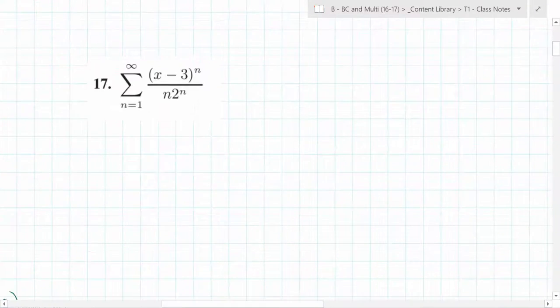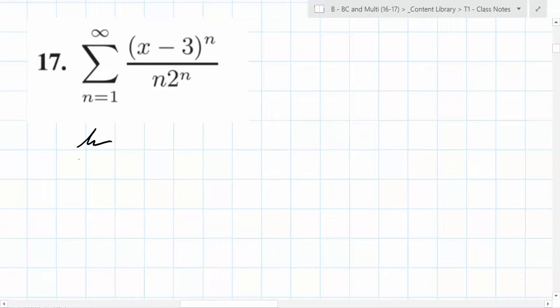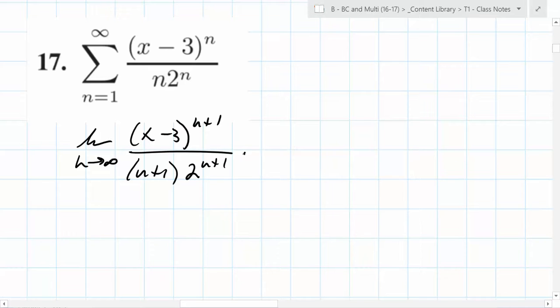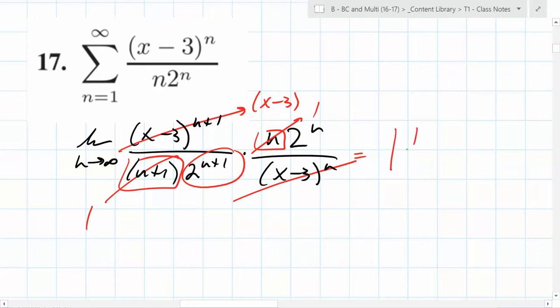So yeah, we'll zoom in a little bit here. So we end up with the limit as n goes to infinity of (x minus 3) to the n plus 1 over (n plus 1) times 2 to the n plus 1, times what? N times 2 to the n over (x minus 3) to the n. Look familiar yet? This is gone. What are you left with here? X minus 3. This right here goes to what? 1, right? And then what are you left with on the denominator? 2. So you end up with (x minus 3) over 2, right? So what's the radius going to be? 2.